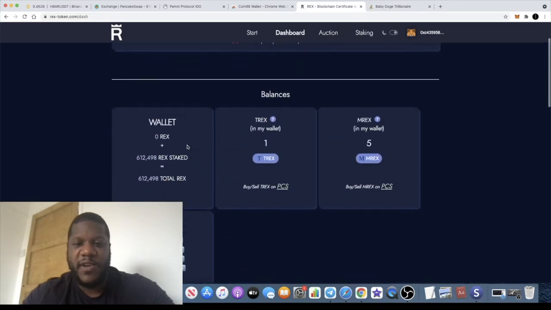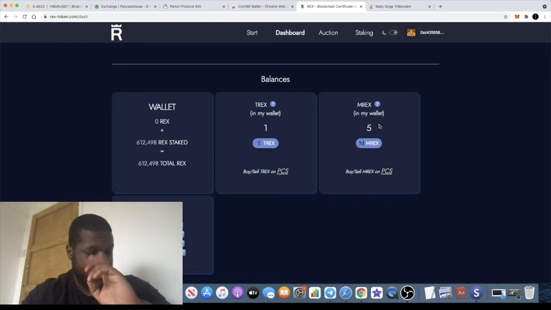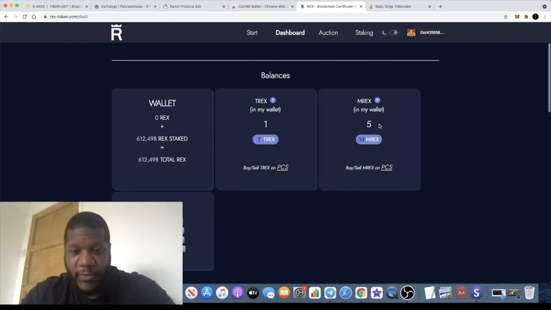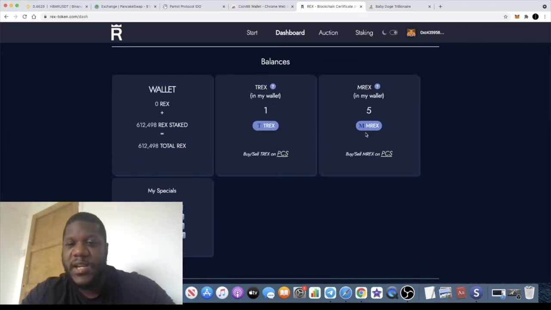In fact, I believe if I add some more to my M-REX and get the maximum, which is 20... No, it was 20. Okay, there is no maximum at the moment. So you can hold as many T-REX as you can get a hold of. There's only 1,000 in the total supply, so it's not going to be very easy to get a lot of them.